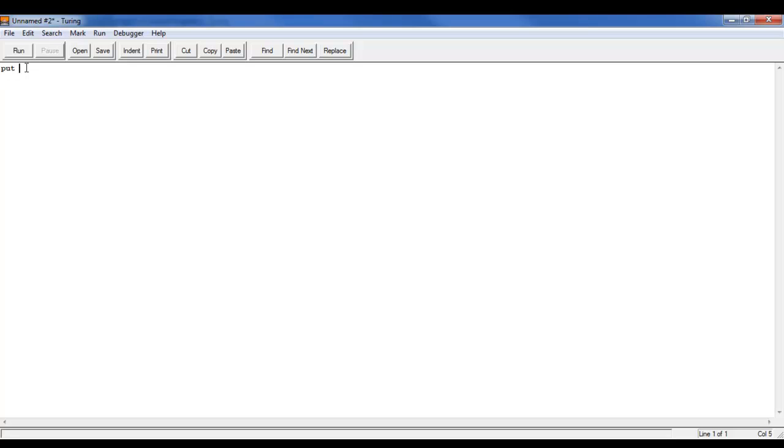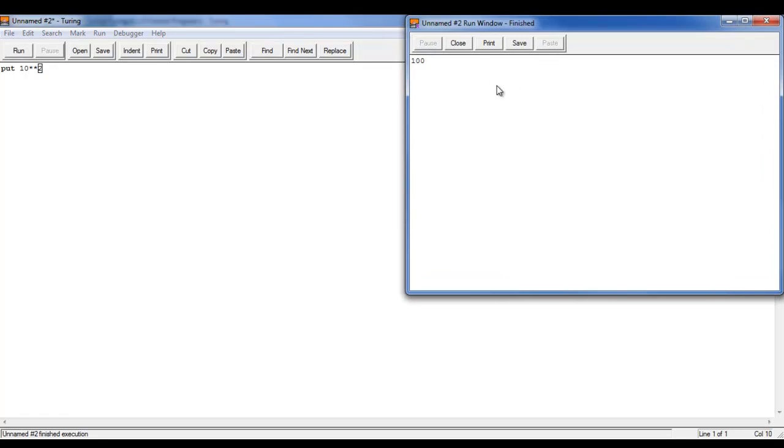And now there's something else. There's also exponents. So if I do 10, and then a double asterisk, and then 2, this is basically saying 10 to the power of 2. So double asterisk means to the power of. If I run this, it'll say 100.